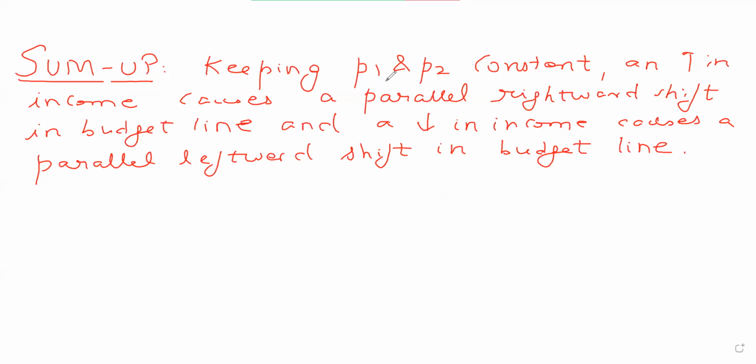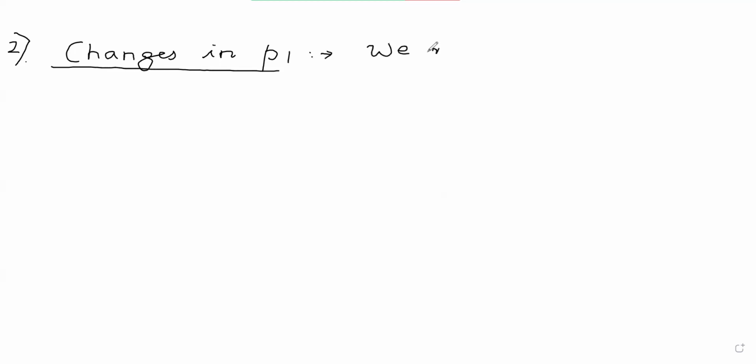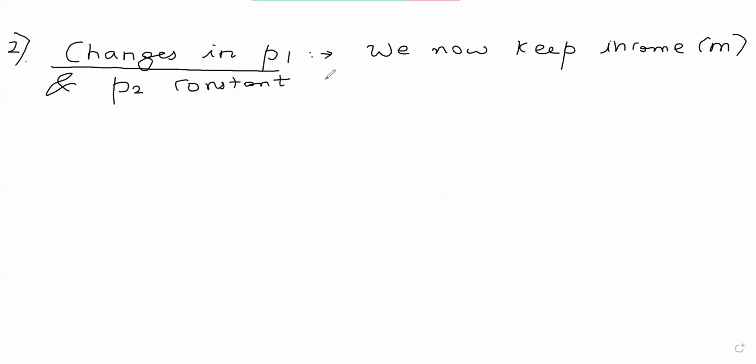Now let's look at the next factor. So I'm erasing all this. The next factor is factor number 2, changes in prices. So changes in, let's say, price of good one. So we now keep income and price of good 2 constant and consider the following cases.